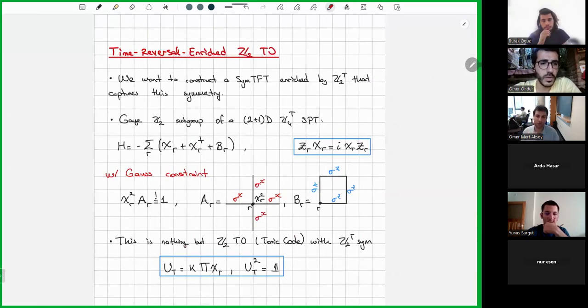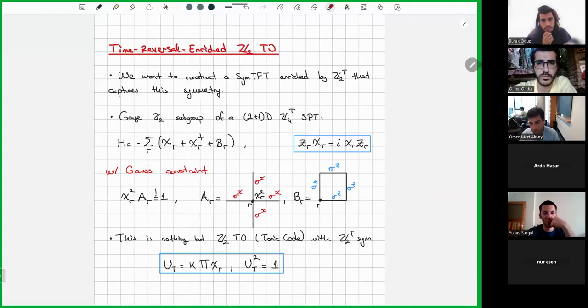Now I want to have the topological order that realizes it. I'll just give the result, but the way to construct it is that you start with some Z4T SPT in 2+1D, and then gauge the Z2 subgroup of it. And the result is a Hamiltonian of this kind.